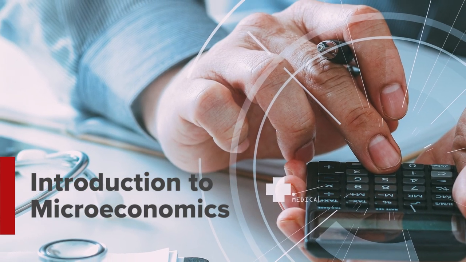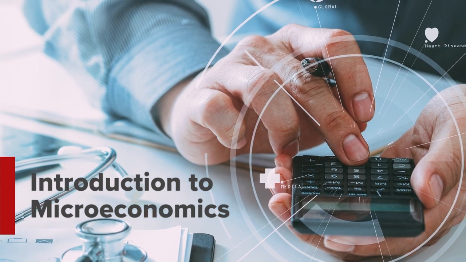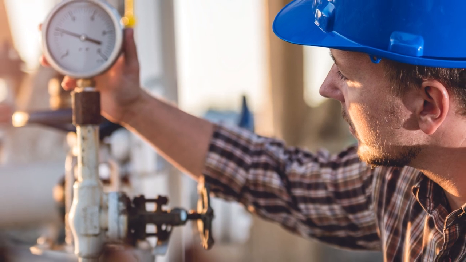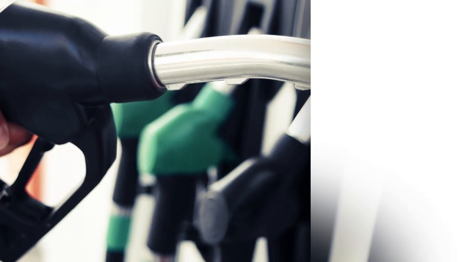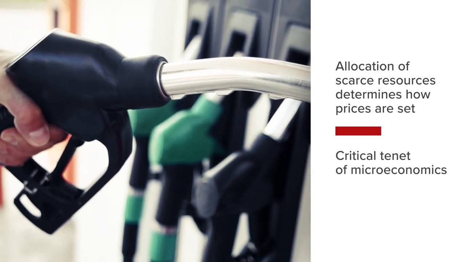Microeconomics deals with how individuals and the firm behave, and in particular, how they allocate resources. Almost everything is scarce, and so how we use it matters. The allocation of scarce resources determines how prices are set, which is another critical tenet of microeconomics.